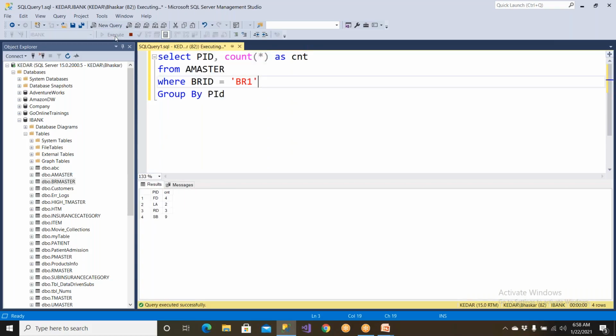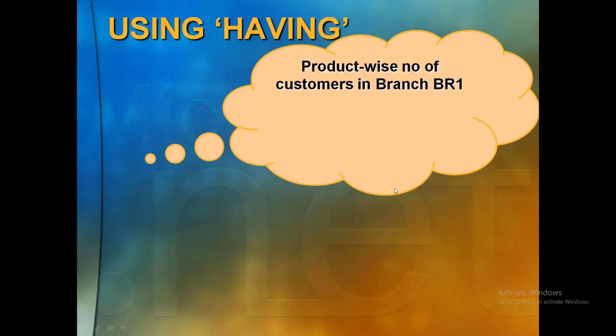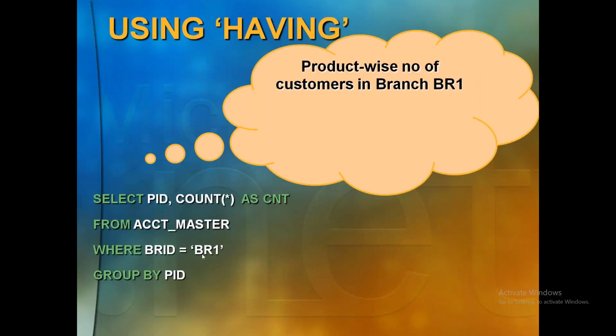Clear? So you can see product wise, fixed deposit 4 customers, loan account 2 customers, recurring deposit 3 customers, savings bank is 9 customers. This is the data I have. So this is the query and this is the answer. This is the question, this is the answer. Product wise. So it is elimination, grouping by product, then count. How is the execution going to happen? First the from clause, then the where clause, then the grouping clause, then the aggregation, then the display.